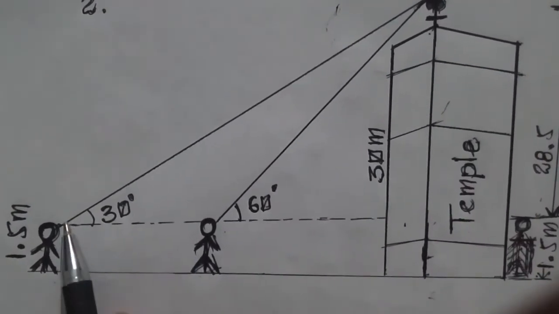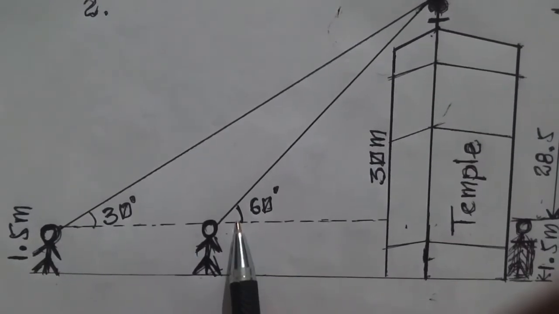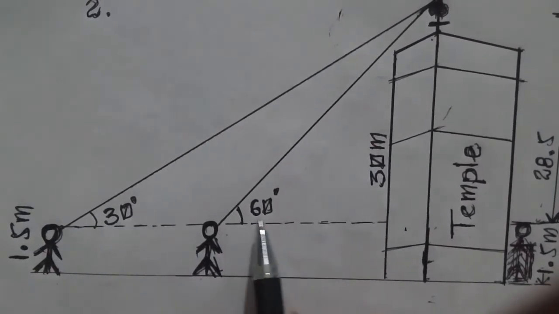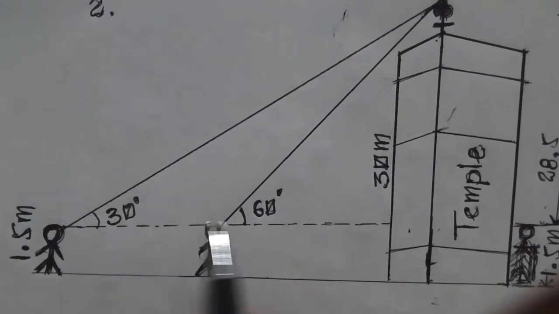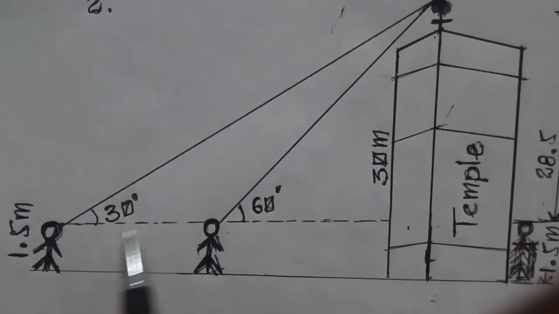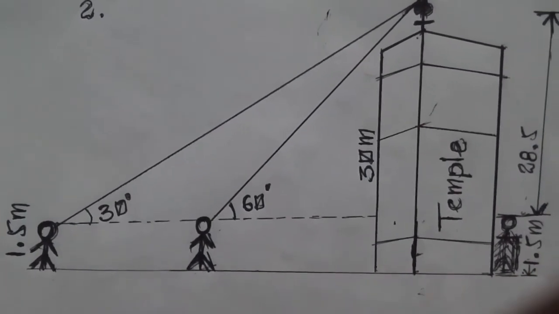Remember always, when you come near to any object or any temple, any tower, the angle will increase. When you go far, the angle will decrease. Remember this, very very important for you.